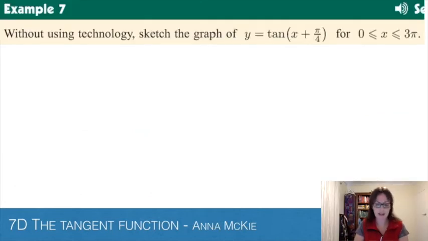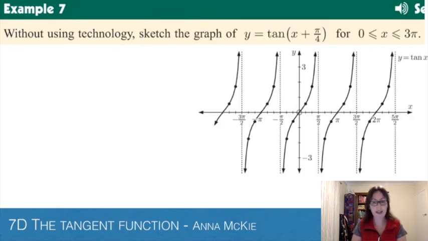So some examples here. Without using technology, sketch the graph of tan of x plus pi on 4 for the domain from 0 to 3 pi. First of all, visualize what tan of x looks like. As we've discussed, it has a period of pi. Do note though that the period doesn't start at 0 to the first pi. For tan, it goes between negative pi on 2 to positive pi on 2, and that's fine. That's just the uniqueness of tan.